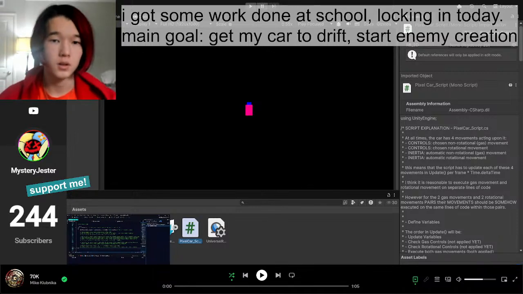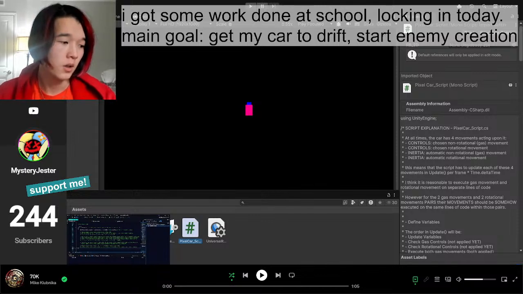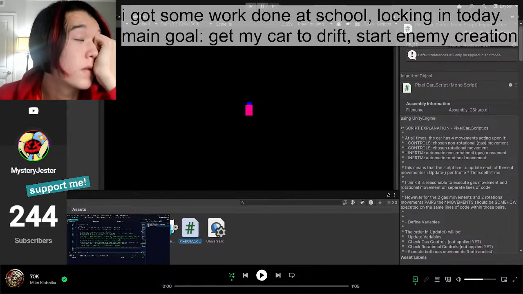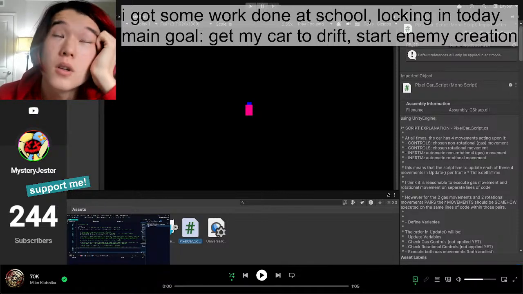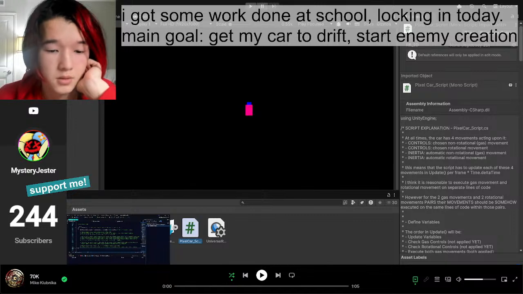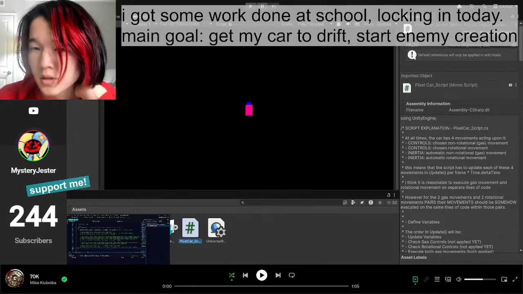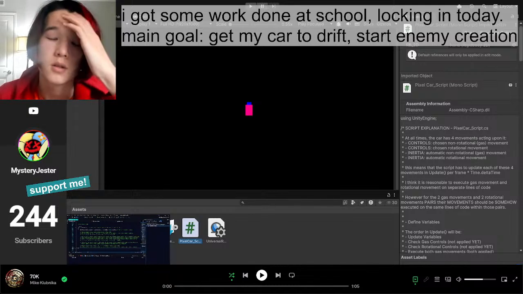Hello, everyone. As you can see by this text block here, I got some work done at school. I'm sorry I haven't done any work on this for like the past 3 days. I've done it off stream a little bit, but I mostly just played Minecraft on stream. That was pretty sucky of me. I'm sorry. But I'm gonna lock in today.